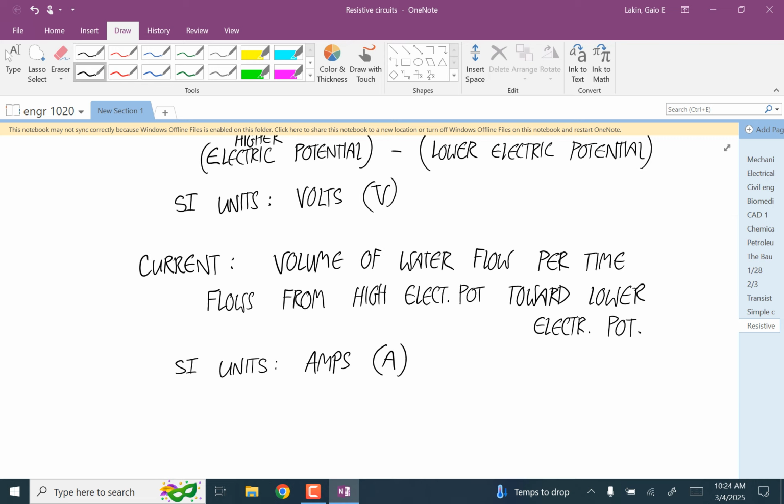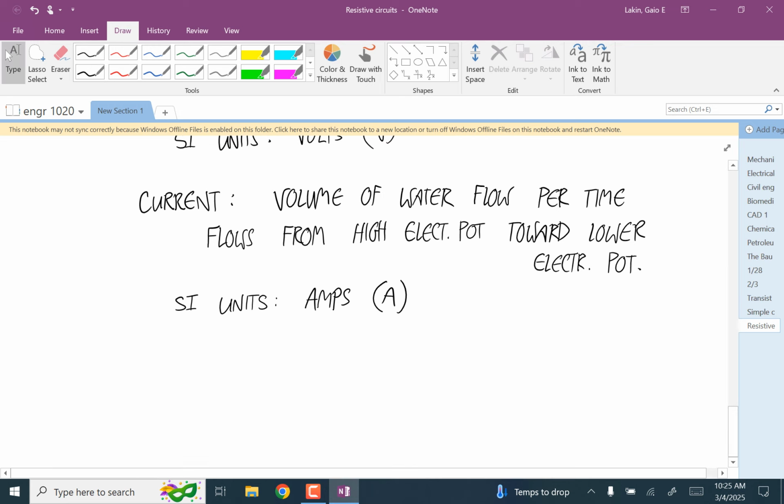And then the last thing that I talked about that relates to the speed of water flow was the pipe radius or pipe diameter. And the equivalent of that in electricity is the resistance. So that's the pipe thickness.